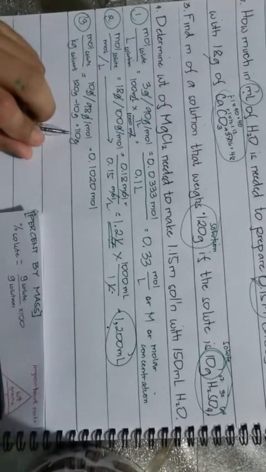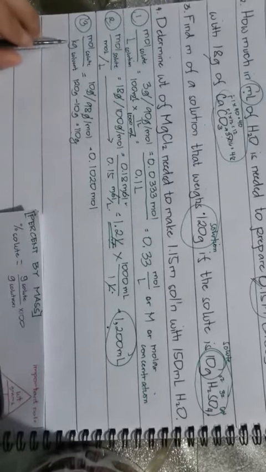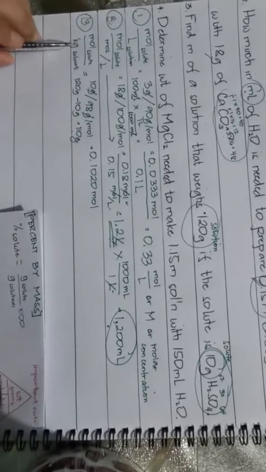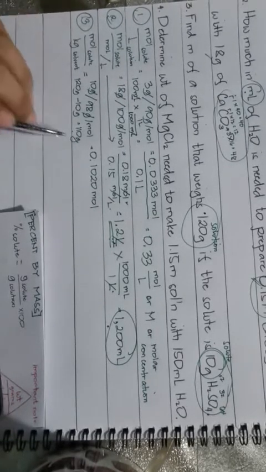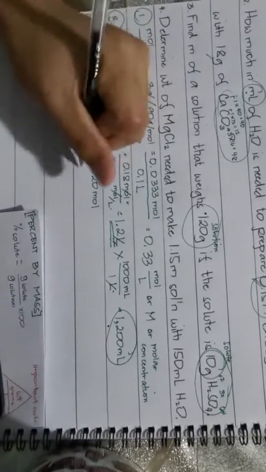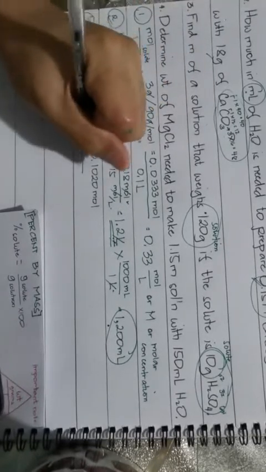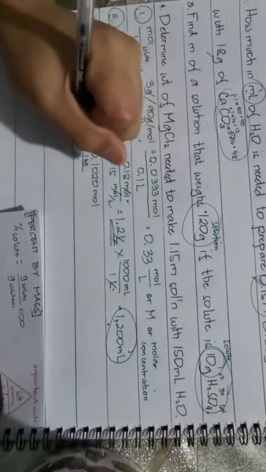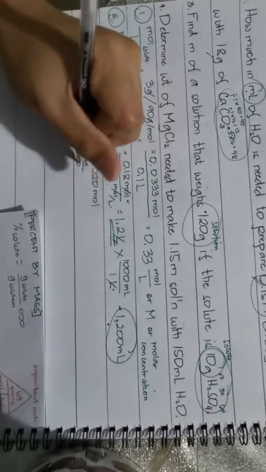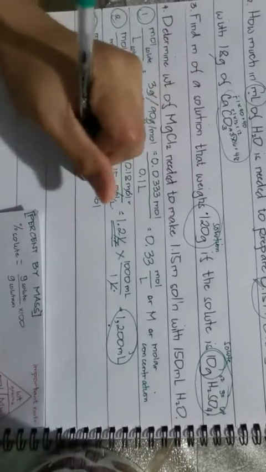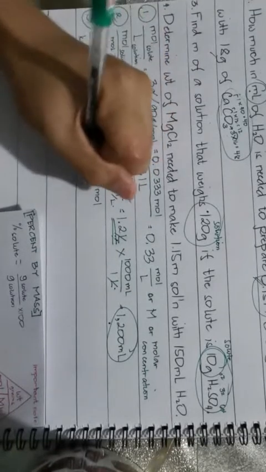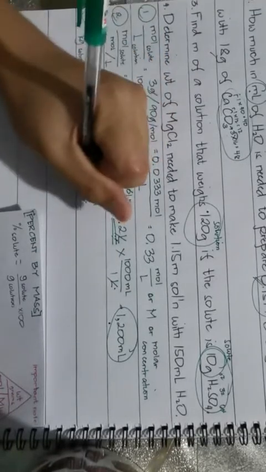Yun nga lang kasi, our unit here for molality is in kilograms dapat. And this is in grams. So, in 1 kilogram, there are 1,000 grams. So, cancel grams. So, this will be equal to 0.11 kilogram.